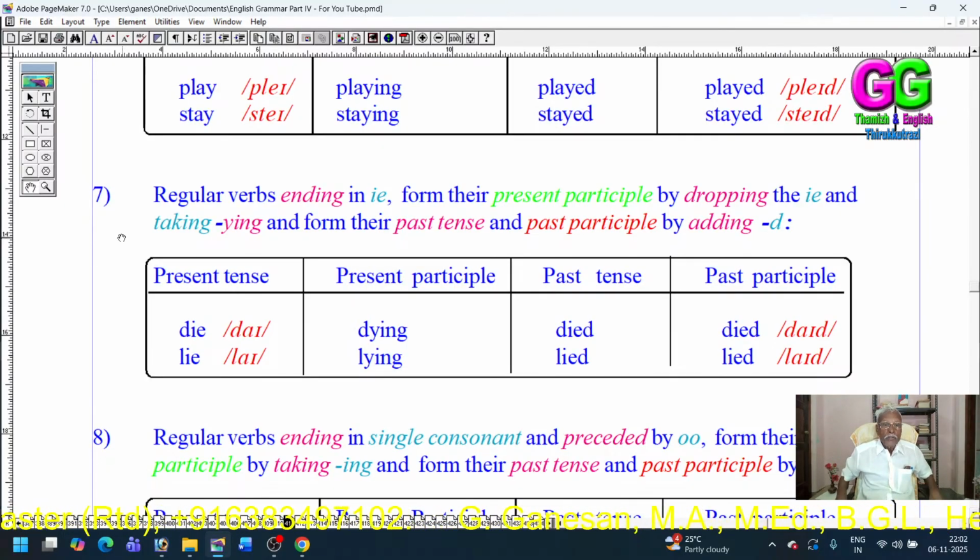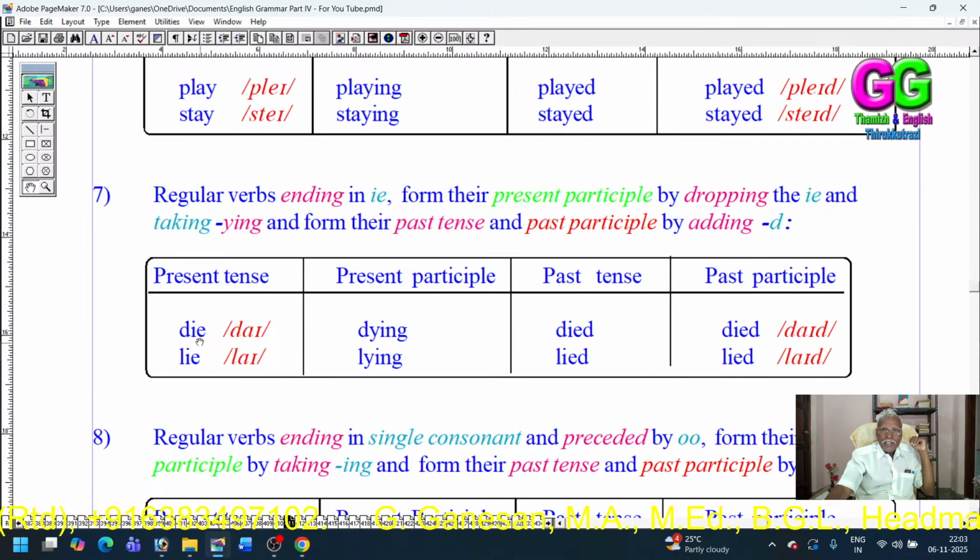Eighth rule: regular verbs ending in IE form their present participle by dropping the IE and taking YING, and form their past tense and past participle by adding D. My dear children, regular verbs ending in IE form their present participle by dropping the IE and taking YING, and form their past tense and past participle simply by taking D.